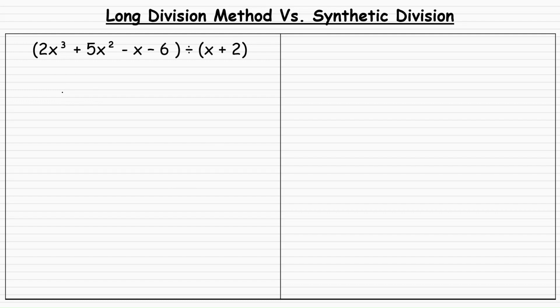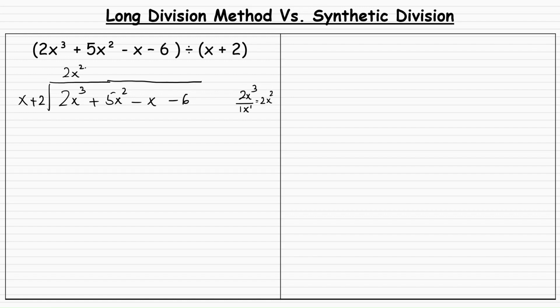So we need to divide 2x cubed plus 5x squared minus x minus 6 with x plus 2. Let's put this sign. My first step, divide the first term of dividend 2x cubed by the first term of the divisor x. 2 divided by 1 is 2, x cubed divided by x is x squared. So this 2x squared is my first term of the quotient.